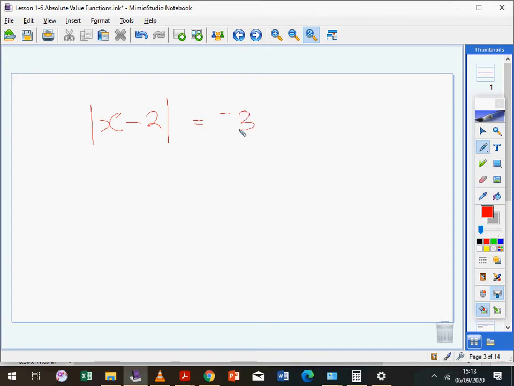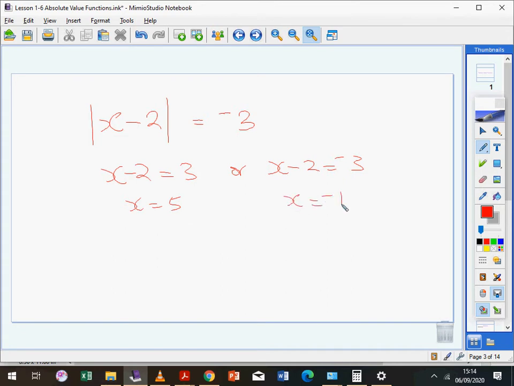3. So if that's equal to negative 3, this function is not going to cut the x-axis because it doesn't have any solutions. I hope you can see that if I try to solve for this, which is what we're getting into, x minus 2 could equal 3, or x minus 2 can equal negative 3. So if x minus 2 is equal to 3, then I have x equal 5. And if x minus 2 is equal to negative 3, then I have x equal negative 1.